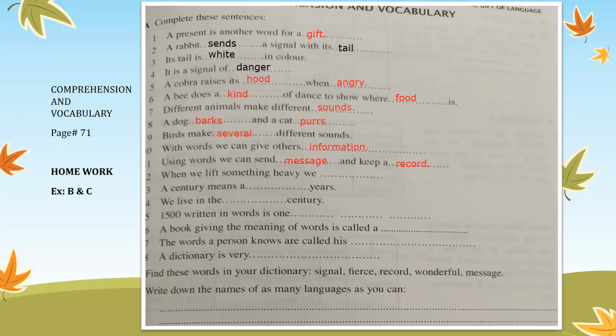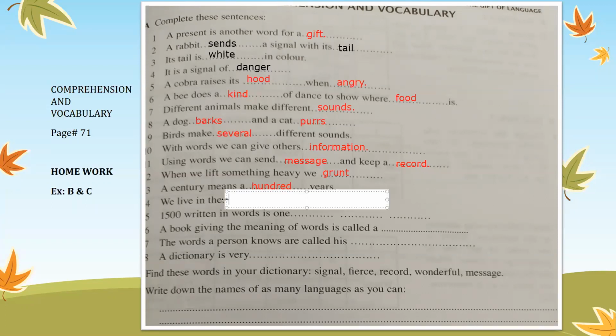Number 12: when we lift something heavy, we grunt. Okay. And then we have number 13: a century means 100 years. Very easy, dear students. Century means 100 years. And number 14: we live in the dash century.